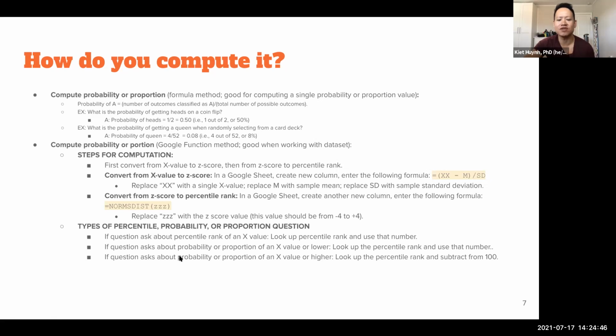If the question is asking about the probability or proportion of an X value or lower, then same thing as the previous. You just look up percentile rank and use that number. If the question is asking about the probability or proportion of an X value or higher, then what you do now is you look at the percentile rank and subtract it from 100. So just remember these three categories.